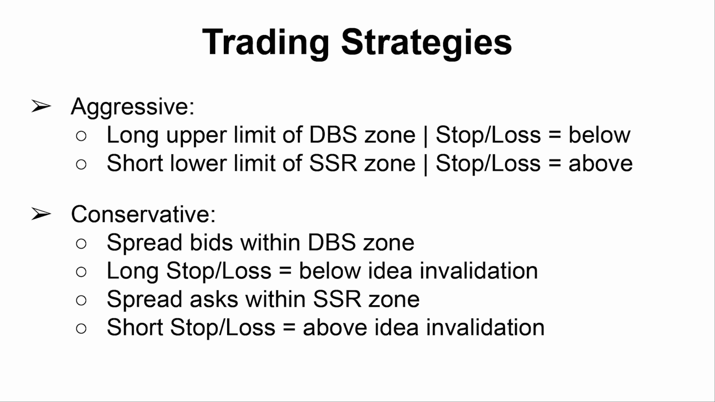This could revolve around setting bids along the upper limit of a DBS zone, with a stop loss below the zone. On the other hand, an aggressive trading strategy for shorts could revolve around setting asks along the lower limit of an SSR zone, with a stop loss above the zone. Now, a more conservative strategy might involve layering bids or asks within a zone, while placing a stop loss above or below another level where our trade thesis gets invalidated.